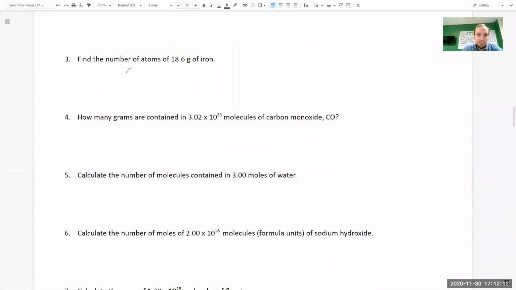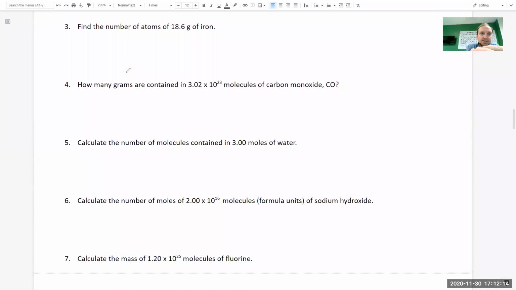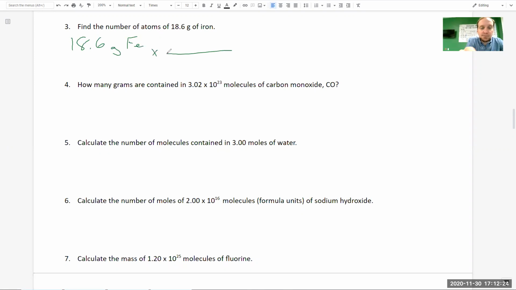Number 3. Number 3 says that we have 18.6 grams of iron, Fe. We're going to multiply, put grams of Fe down here to cancel it out, and they want the number of atoms. Now, I can directly go into atoms, but I'm going to go ahead and show you guys the long way. It's not much longer, but just bear with me, of iron.